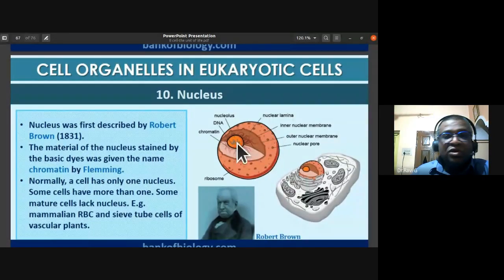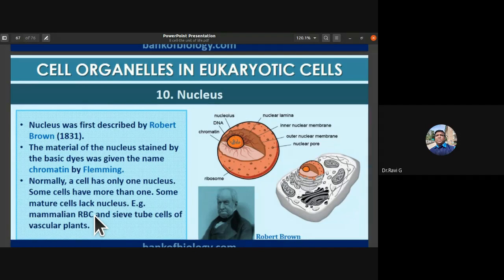Normally a cell has only one nucleus. Some cells, like Paramecium, have a macronucleus and a micronucleus, so they are binucleate. Some cells have more than one nucleus. Some mature cells lack a nucleus, like mammalian RBCs, except for camel. All mammals have enucleate RBCs. Enucleate means the nucleus is absent.